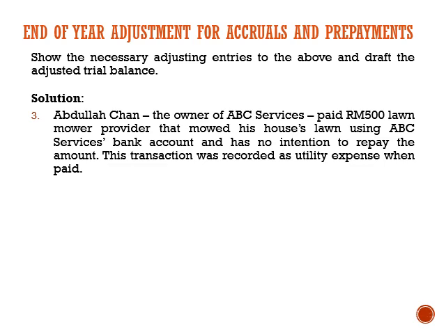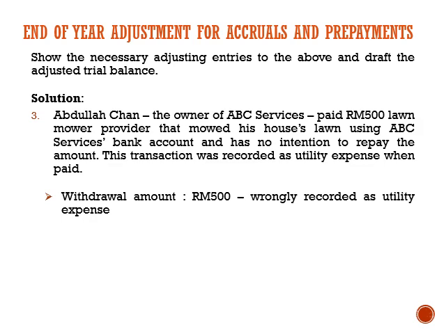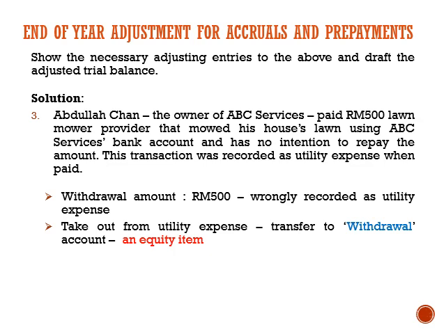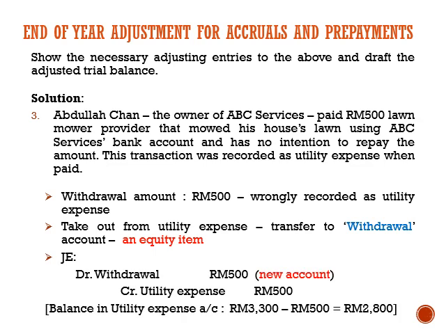Information number 3 reveals that the owner of the entity uses the entity's bank account to make payment for personal transactions. And the fact that he has no intention to repay the amount makes it a withdrawal by the owner. So instead of utility expense, it should be recognized as withdrawal. The amount shall be taken out from the utility account and transferred to the withdrawal account, which is an equity item. The journal entries shall then be as such, where the balance in utility expense is adjusted to 2,800. Now this is an example of corrections of error.